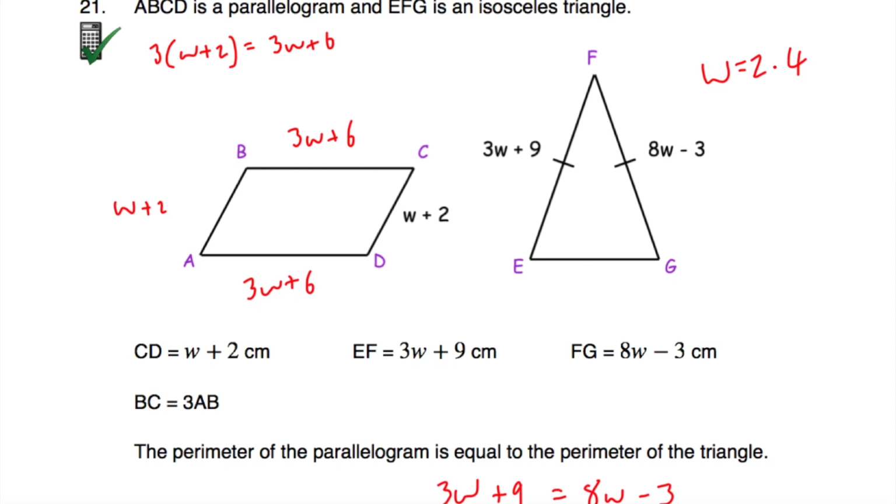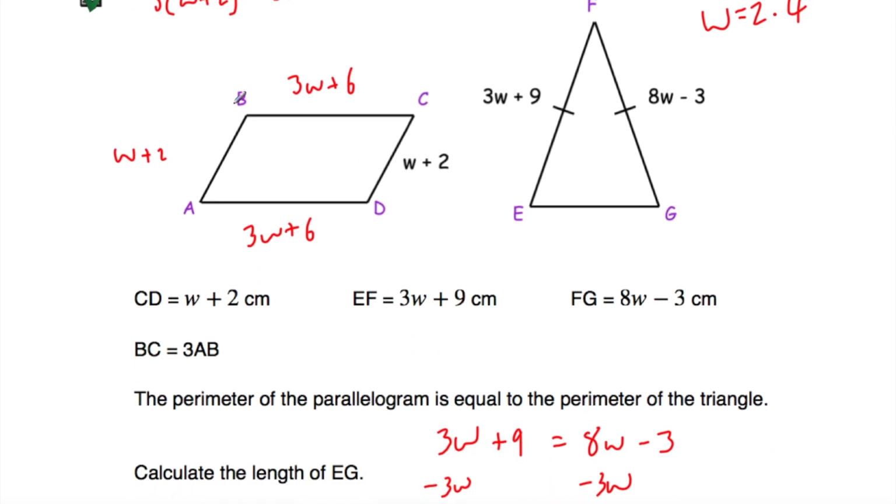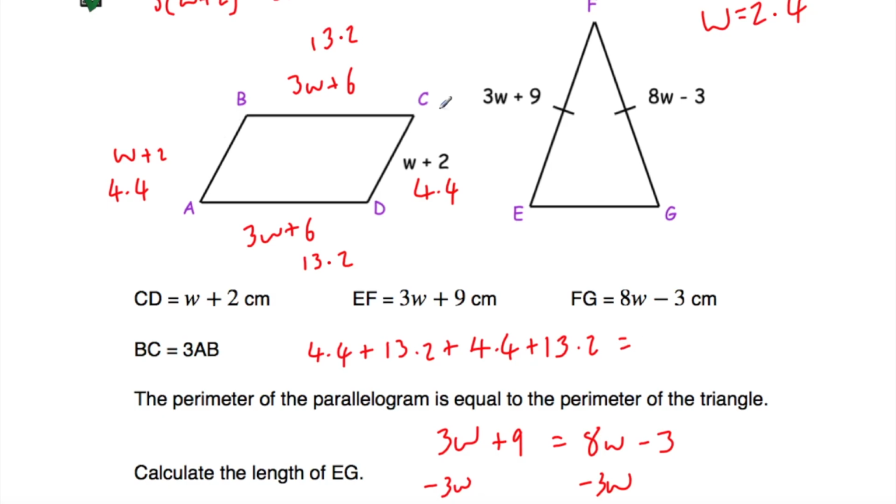So let's find the perimeter of the parallelogram. We know that W is equal to 2.4, so we could substitute that into each of these. We could do 2.4 plus 2 is equal to 4.4 for the left-hand side and 4.4 for the right-hand side. And then in terms of the length here, we're going to do 3 times 2.4, plus 6, is equal to 13.2. So 13.2 and 13.2. To find the perimeter of this parallelogram, I'm going to do 4.4 plus 13.2 plus 4.4 plus 13.2.